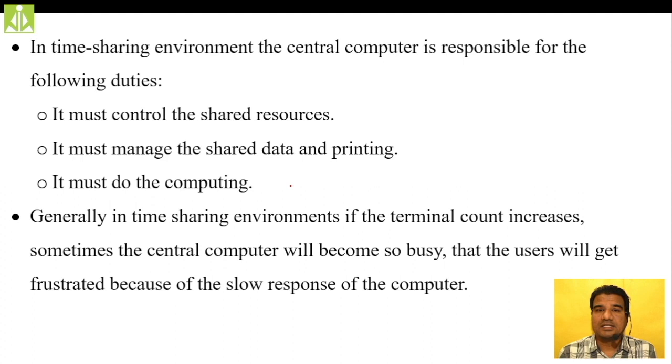Let us assume the terminal count increases in a time sharing environment. What will happen? The response time will be delayed, and your central computer will become always busy. So generally, the users will get frustrated.